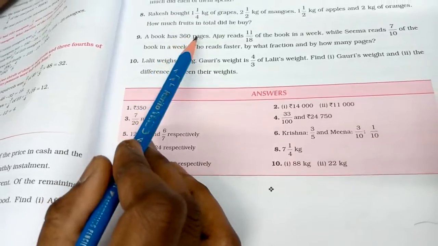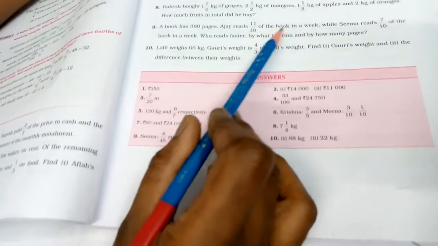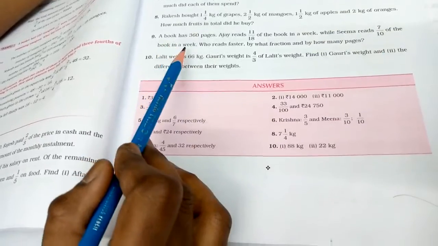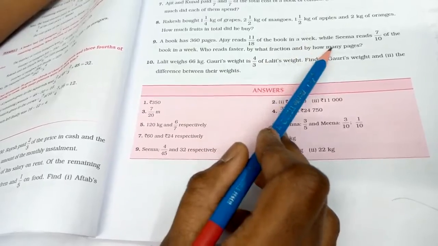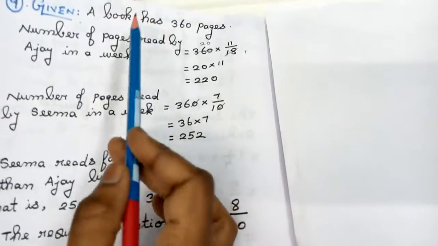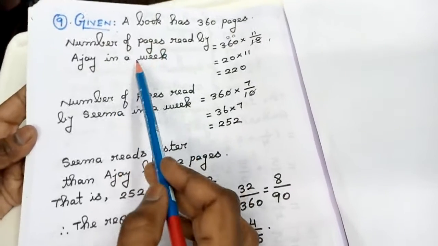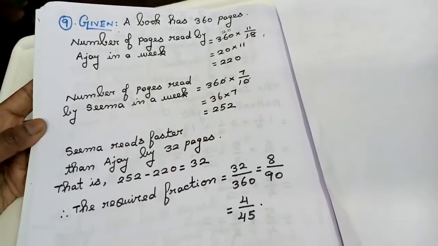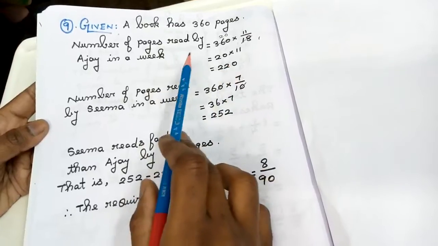A book has 360 pages. Ajay reads 11 by 18 of the book in a week, while Seema reads 7 by 10 of the book in a week. Who reads faster? By what fraction and by how many pages? So this is the question they are asking you. Question number 9. A book has 360 pages. Number of pages read by Ajay in a week: 360 into 11 by 18, that is the fraction given there. If you calculate, you are going to get 220. So he reads 220 pages in that week.